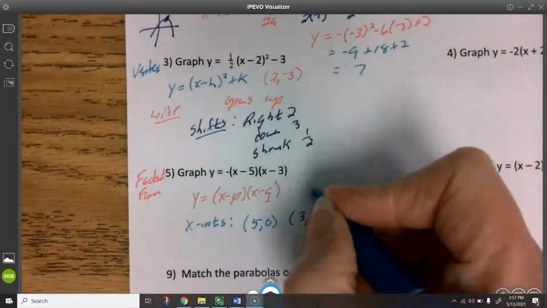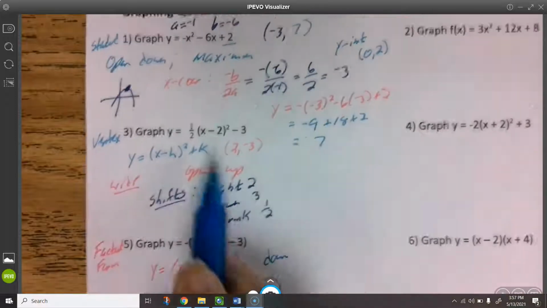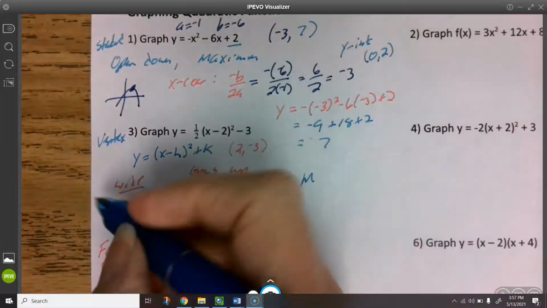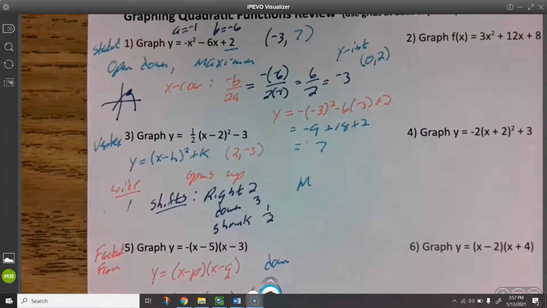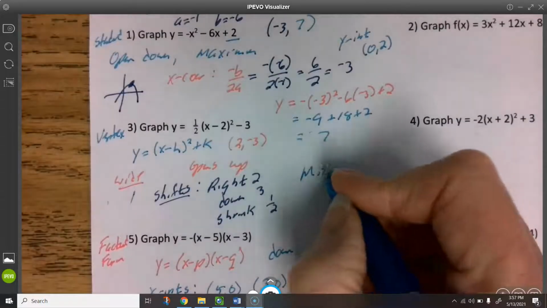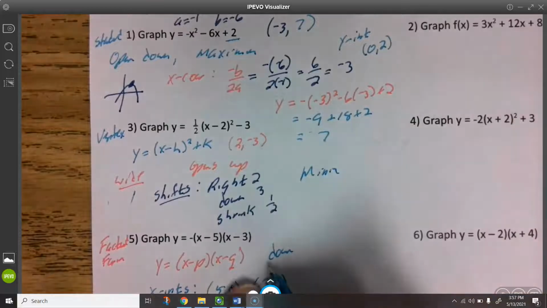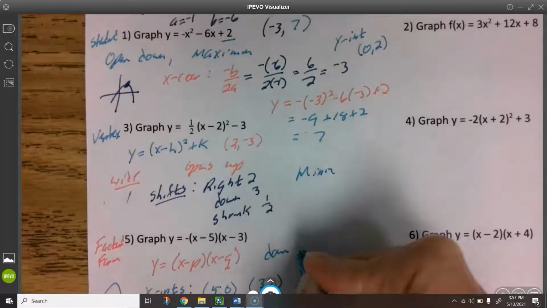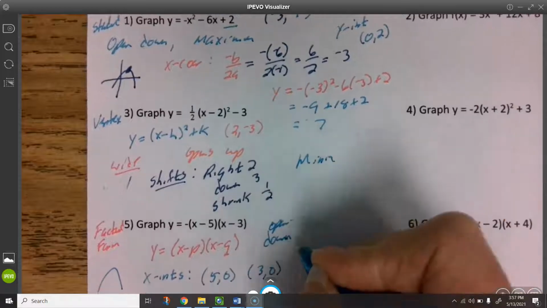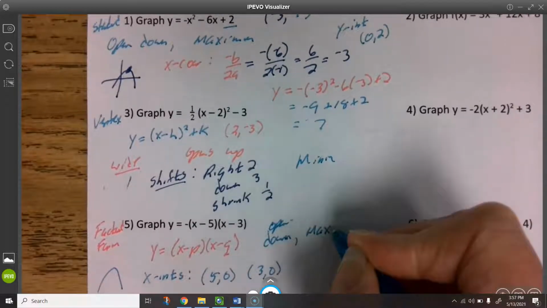And this one does, see how that's a negative? So this opens down. Oh, we forgot to state this one was a minimum. This one's a minimum because it's going to open up. Well, we saw it opens up. So this is my minimum down here. So this one's a minimum. This one opens down again. So this one has to be opens down. And it's going to be a maximum then.